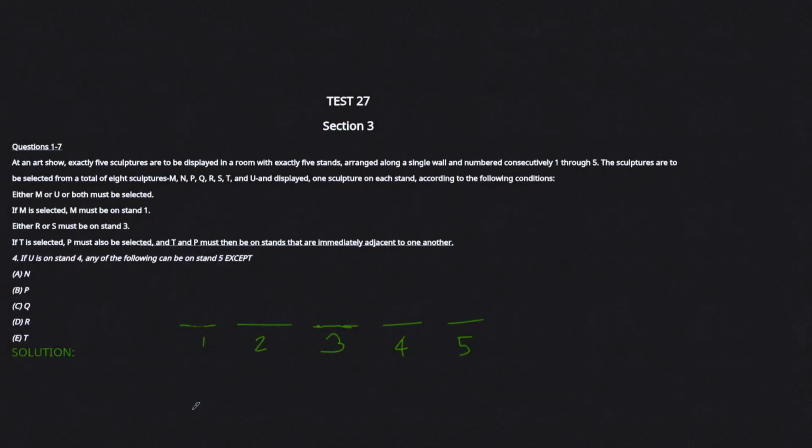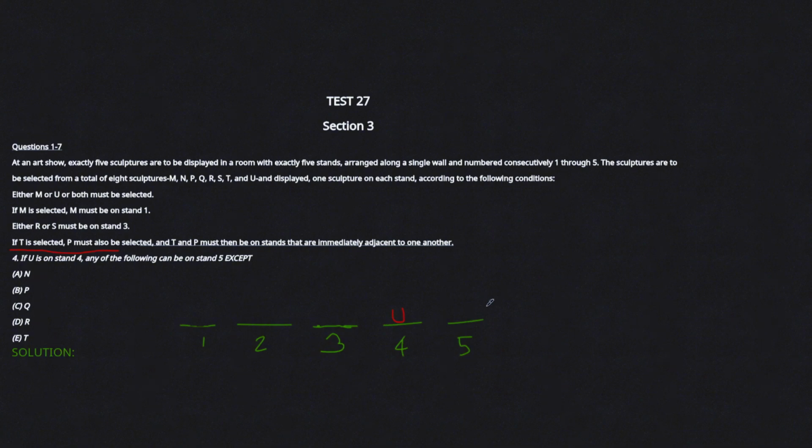Now, on to question number 4. The question says, if U is on stand 4, any of the following can be on stand 5 except. Now, this is a tricky one. So I'll go over it here. So we know U has to be here. And now, the question is, any of the following can be on stand 5 except. Now here, you need to understand a certain scenario. Let's go over this last condition. It says, if T is selected, P must also be selected, and they have to be next to each other.